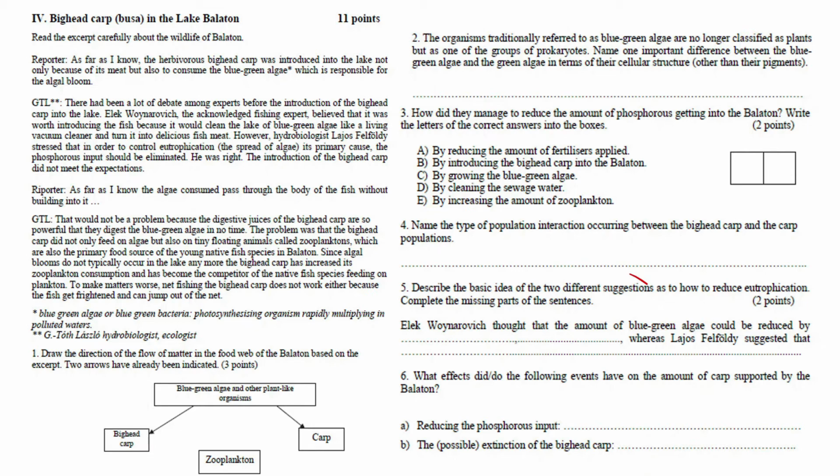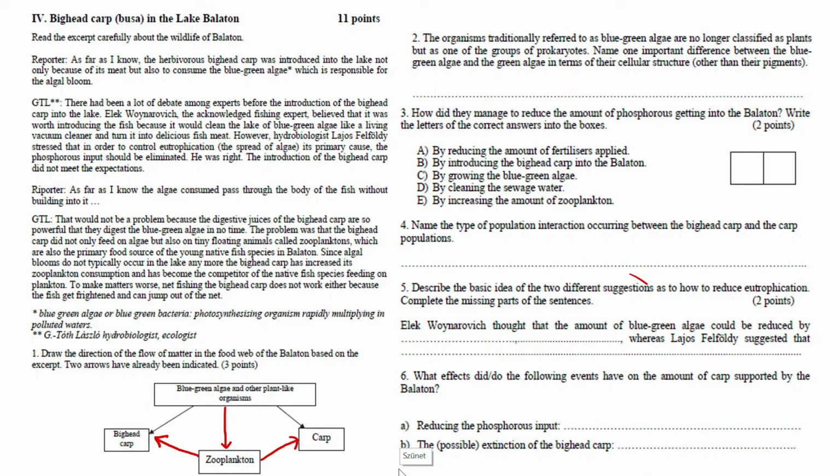Exercise 1. Draw the direction of the flow of matter in the food web of the Balaton based on the excerpt. Two arrows have already been indicated. So we have discussed that the blue-green algae is consumed by the big head carp and by the native fish species, also by the zooplanktons, and zooplanktons got eaten by the big head carp and by the carp as well.